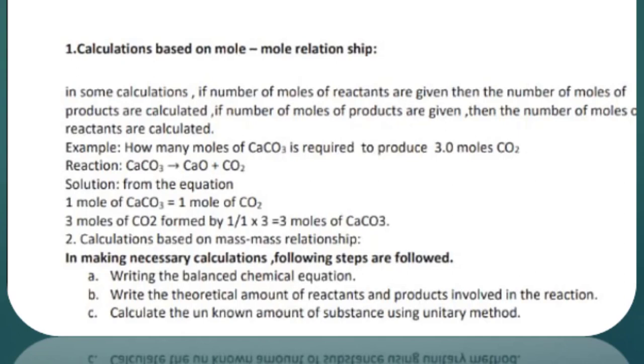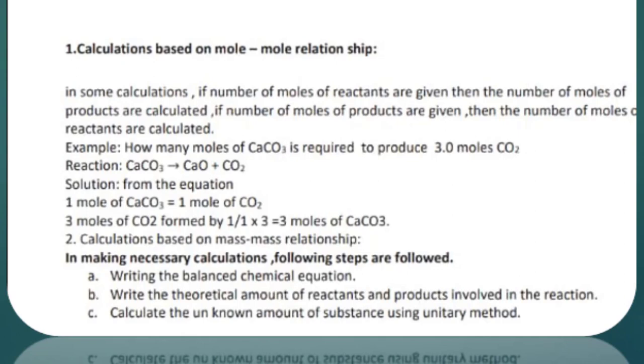Okay, second type, calculations based on mass relationship. Mass relationship means what is the mass of the reactants that are combined to give what mass of products, means the reactants and products, they are related in terms of mass. How are they related in terms of mass? What is the ratio of the masses of reactants and products?